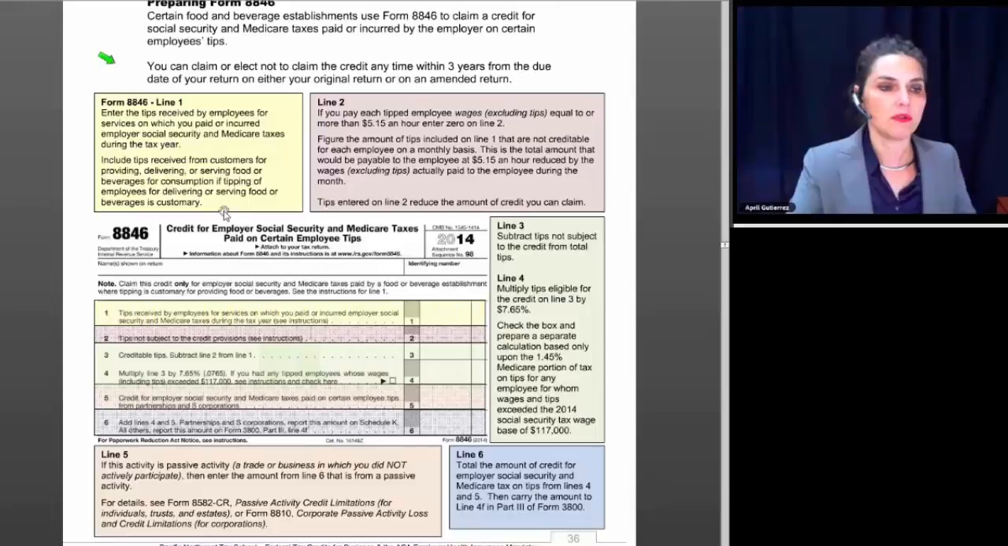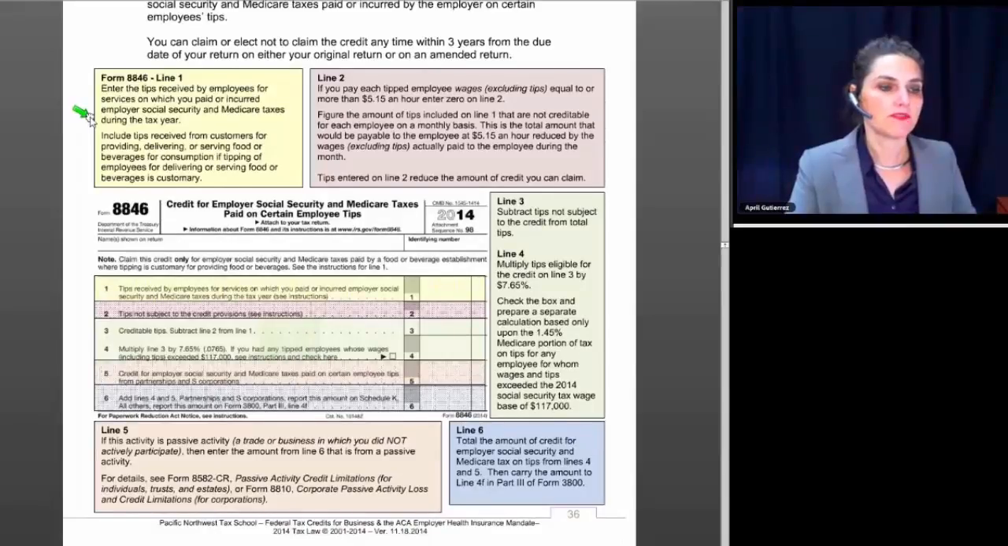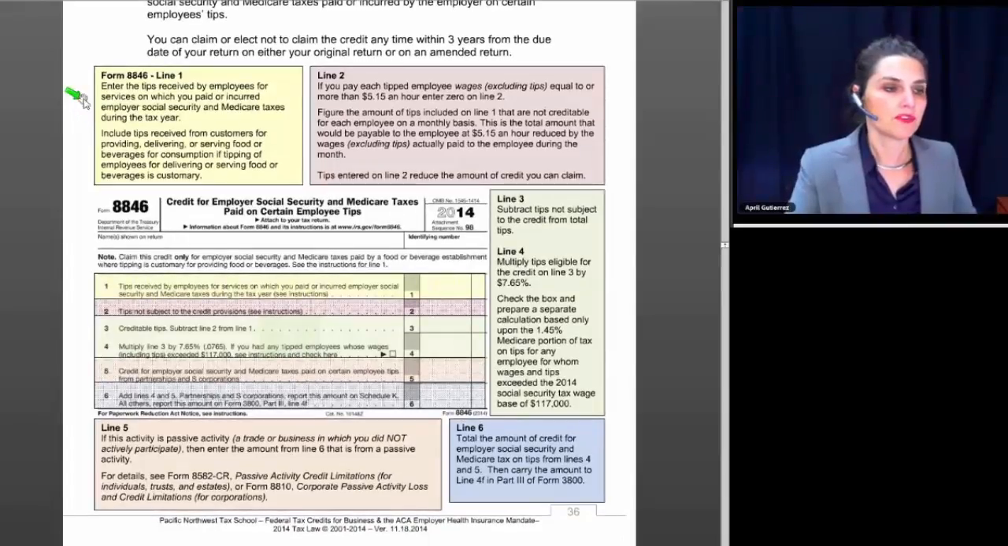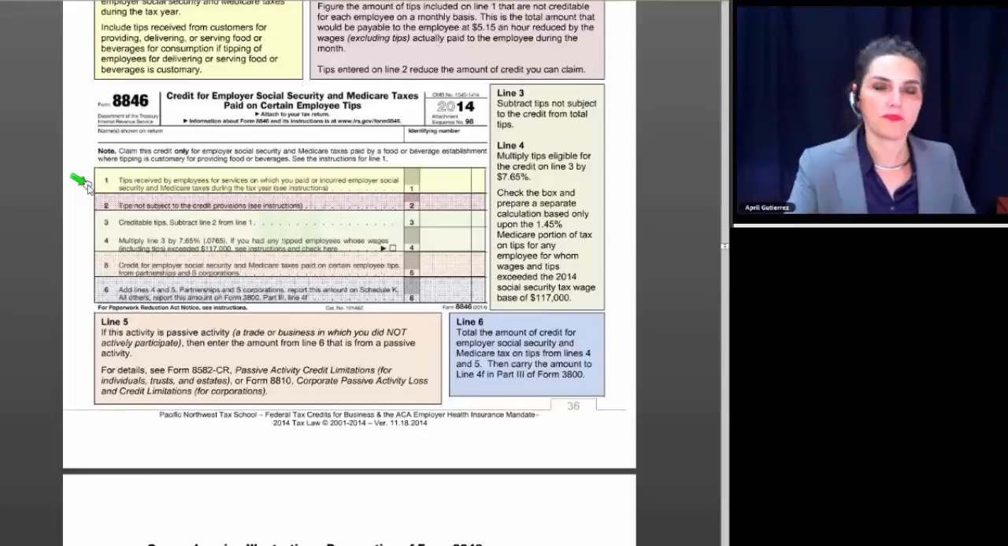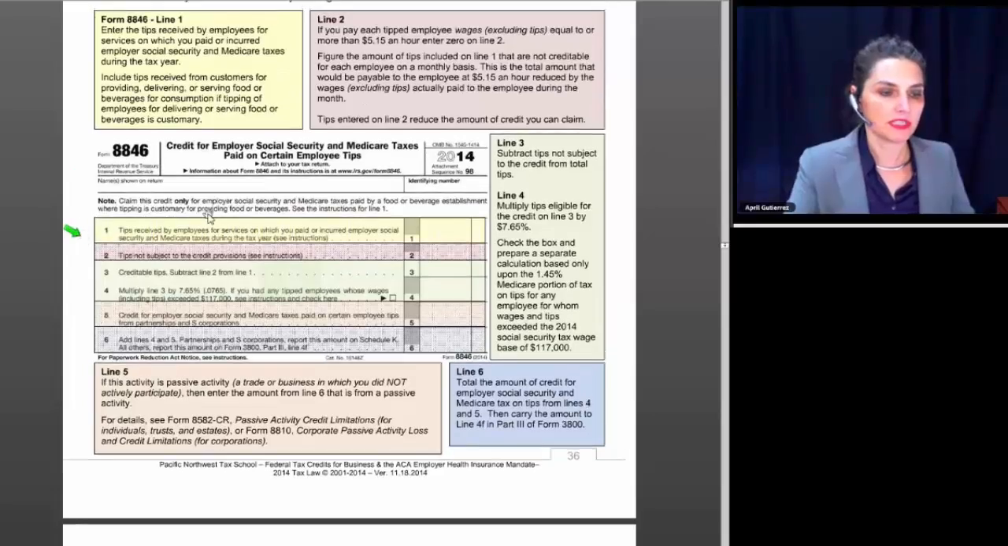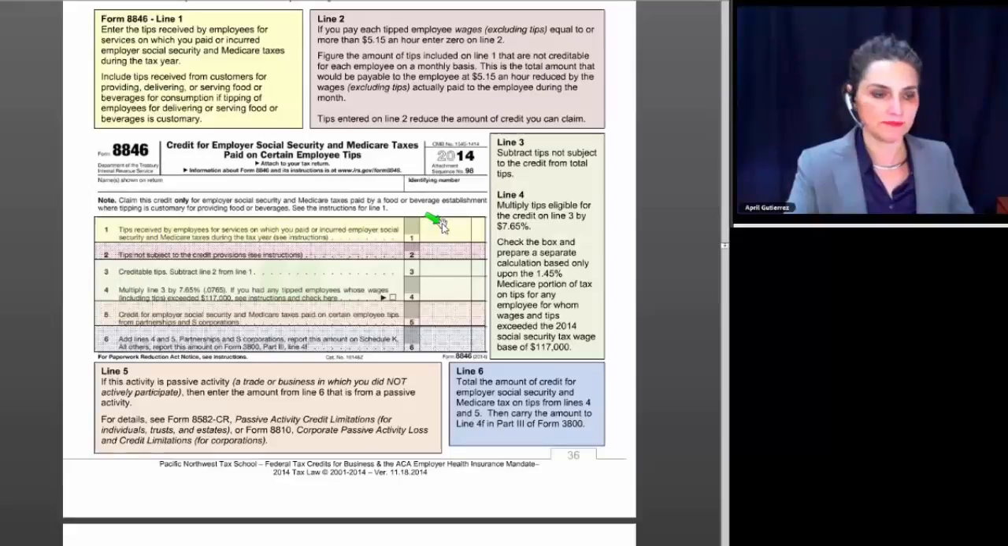You can claim or elect not to claim the credit anytime within 3 years from the due date of your return, on either your original or an amended return. On Form 8846, Line 1, enter the tips that were received by the employee for services on which you paid or incurred employer Social Security and Medicare taxes. You should include tips received from customers for providing, delivering, or serving food or beverages for consumption if tipping of employees is customary. So the amount of tips received by employees is entered on Line 1.